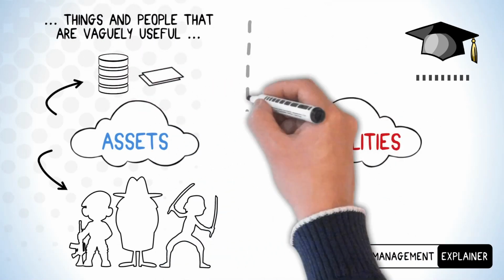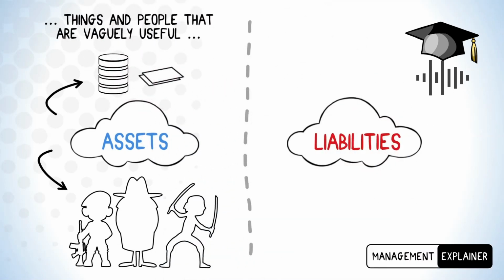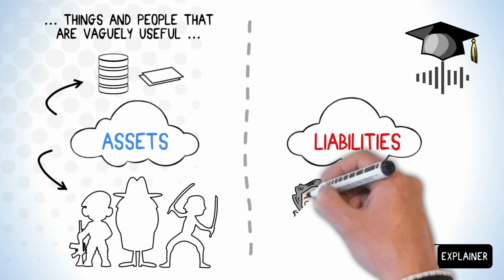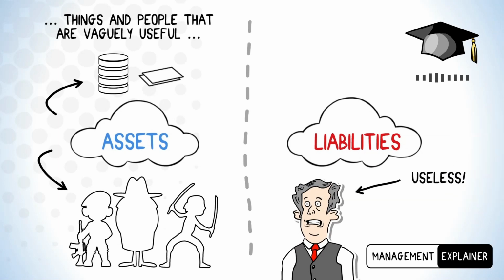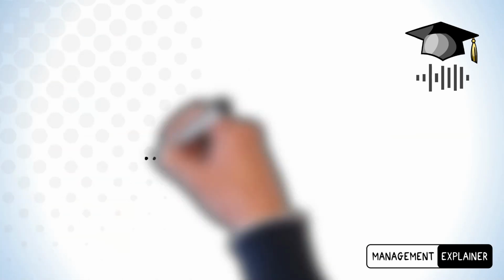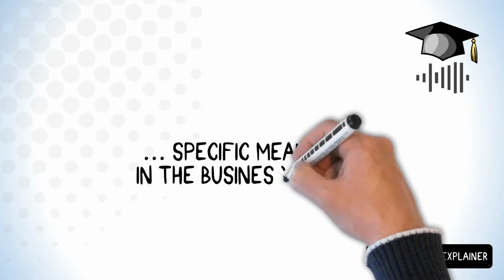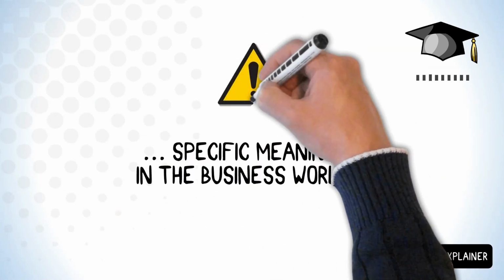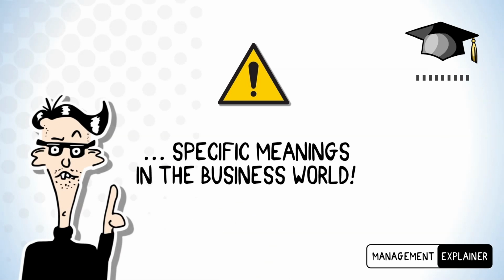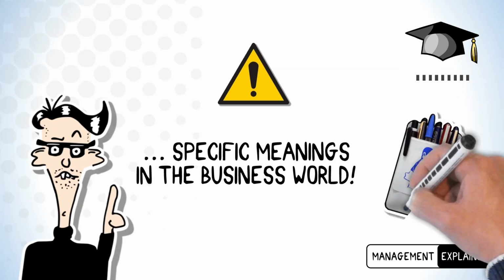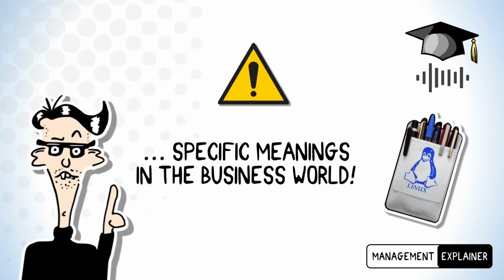The sort of reverse thing applies to liabilities. When you think that someone or something is particularly useless, that person or thing is a liability. But, and there's always a but, assets and liabilities do have specific meanings in the business world that you really should know if you have anything to do with management. So put on your pocket protectors and let's talk about assets and liabilities.